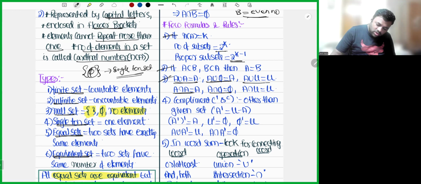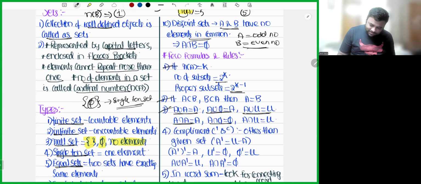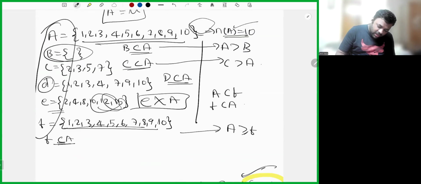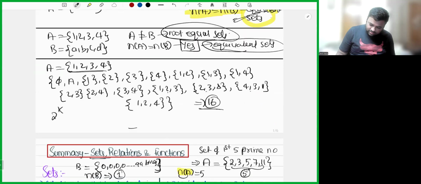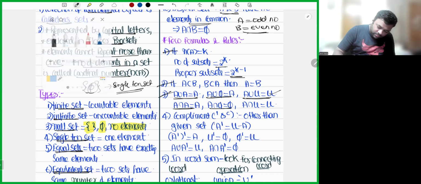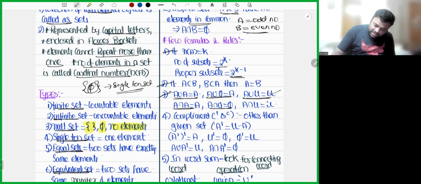Next, A union universal set. Let's see here. I am taking D union A. To take D union A, you are merging A and D. You will get 1, 2, 3, 4, 5, 6, 7, 8, 9, 10. You will get universal set itself. Now A intersection mu. You are merging a set and the universal set. You will get the same set again.